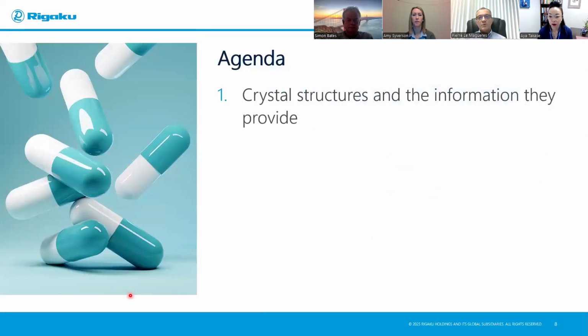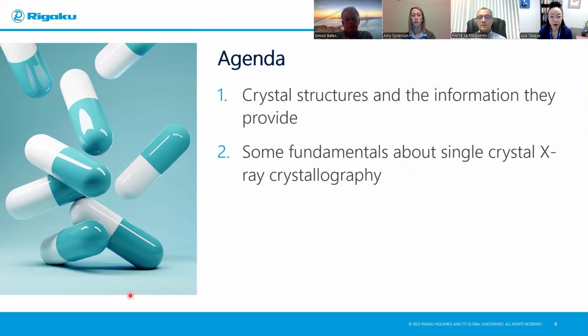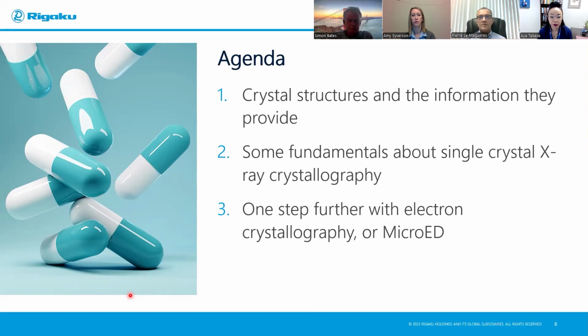So the agenda will be as follows. In the first part, I will explain what crystal structures are and the critical information they provide about the structure of the molecules, but also the molecules in their crystal form. The second part, we'll discuss the analytical tool that allows to determine crystal structures, namely single crystal X-ray crystallography. And that second part will be focused on the use of X-rays. In the third part, we'll go one step further and talk about electron crystallography. And so we will see how electron crystallography, also called micro-ED, can save the day sometimes when X-ray crystallography fails.